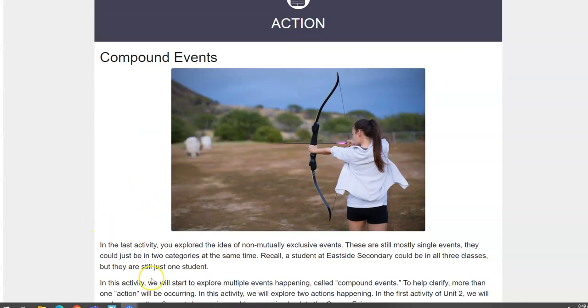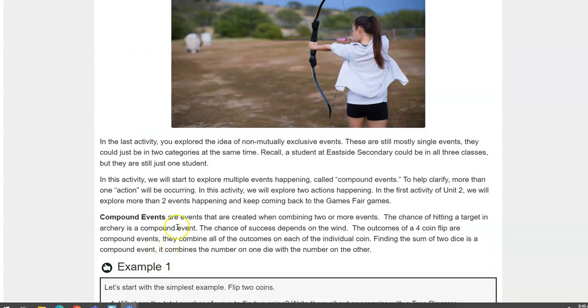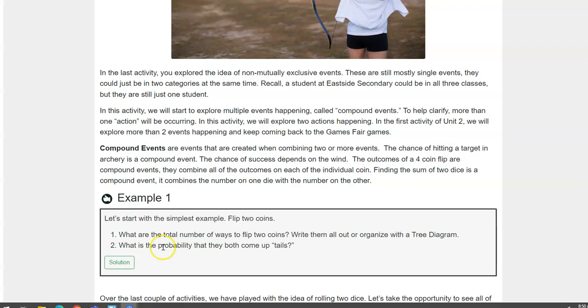So compound events are events that are created when combining two or more events. So something happens, then something else happens after, okay? It could be as simple as flipping two coins, firing two arrows, or 2 days or 9 days of weather and looking at the probabilities in that situation. So it's not one event, it's two events. And do they have anything to do with each other? Well, we'll find out. There's some do, some don't.